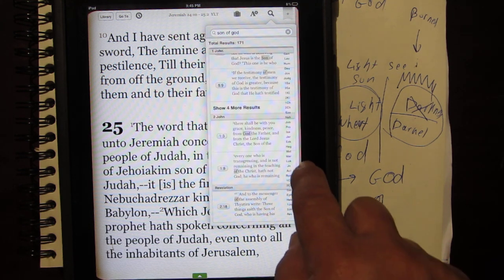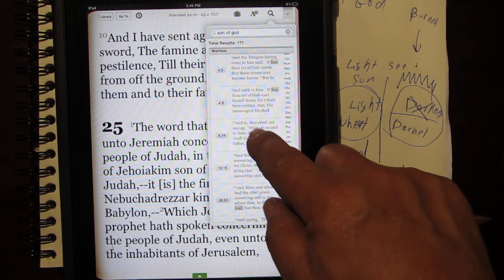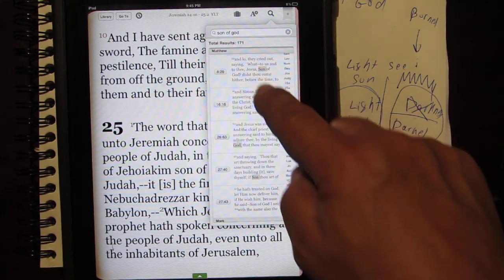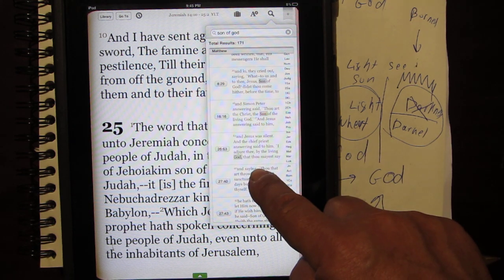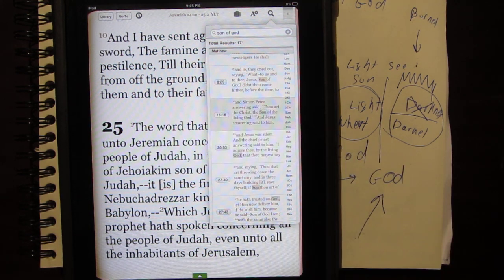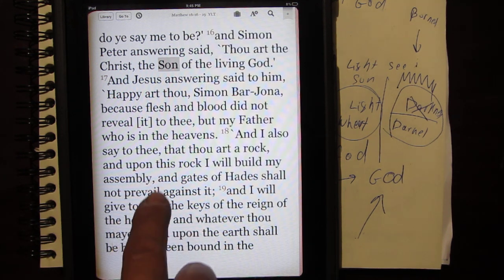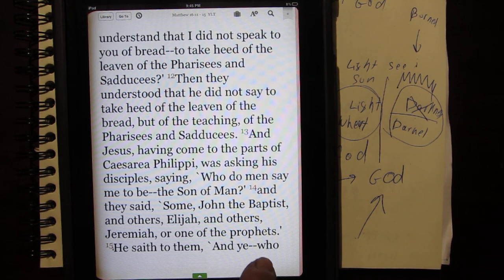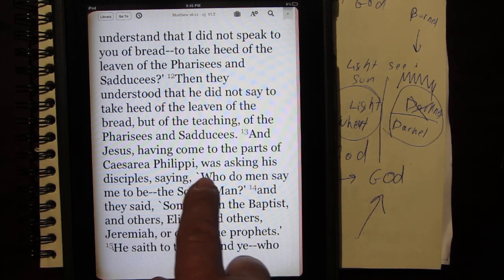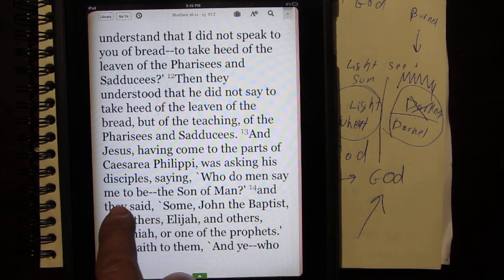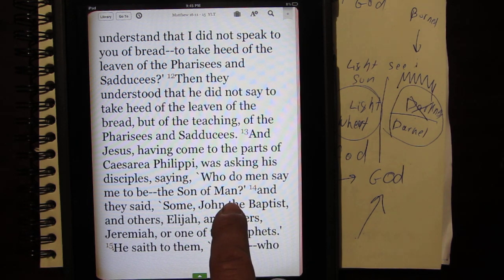Now we're going to stay pretty much in the New Testament, and you can look on your own and you'll find very interesting places. Let's listen to what Simon Peter said. And we are now in Matthew 16:13. And Jesus, having come to the parts of Caesarea Philippi, was asking his disciples, "Who do men say me to be, the Son of Man?"